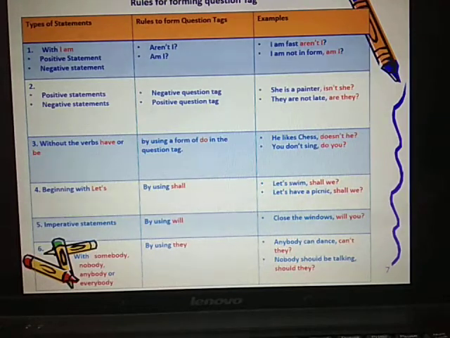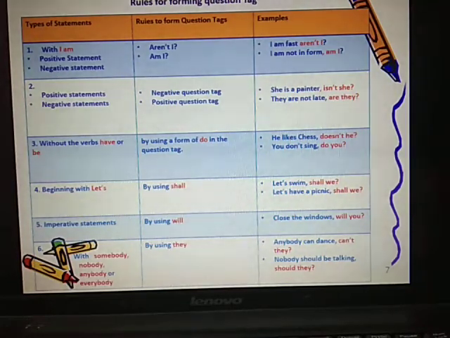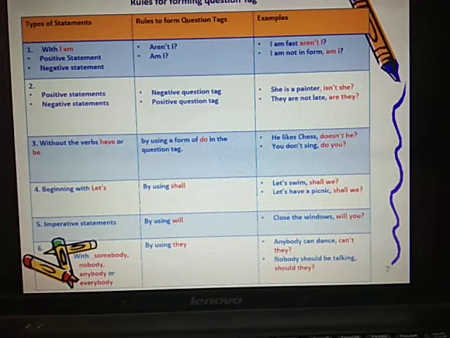Now here, rules have been given on how to form question tags. Suppose the statement is with I am, so we say aren't I. For example, I am fast, aren't I? Now, with a positive statement, we use the negative tag. And for a negative statement, I am not in form, am I? So with I am, we use: I am fast, aren't I? I am not in form, am I?